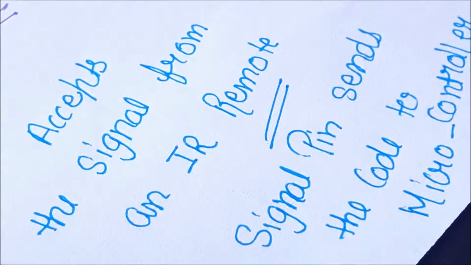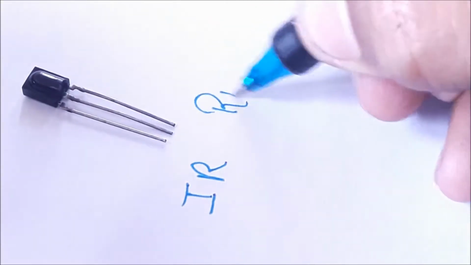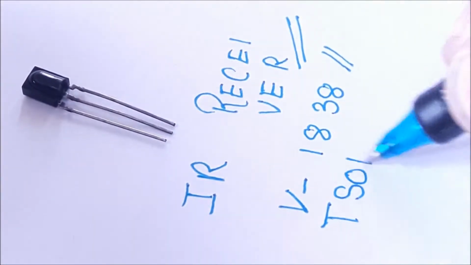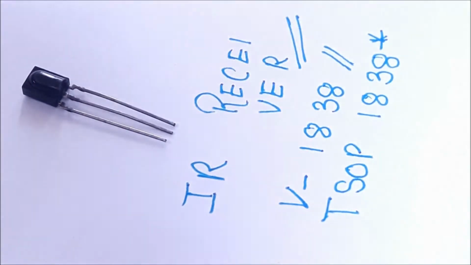It generally has three pins: VCC, ground and signal. You need to know the pin configuration of your receiver before starting the project.